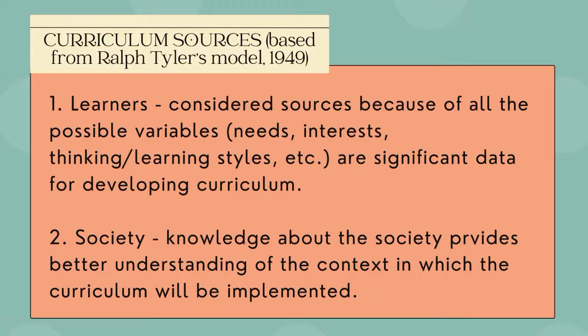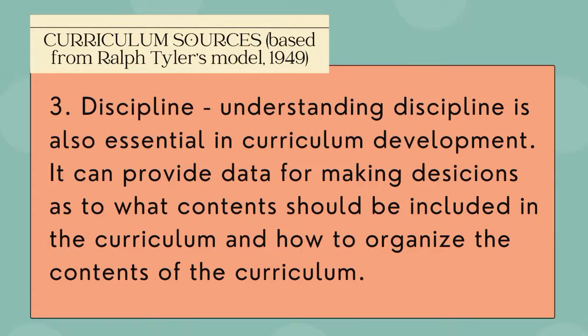The second curriculum source is the society. Knowledge about the society provides a better understanding of the context in which the curriculum will be implemented. The society is considered a curriculum source because it has knowledge that can be applied in curriculum development. The third and final curriculum source is discipline. Understanding discipline is also essential in curriculum development. It can provide data for making decisions as to what contents should be included in the curriculum and how to organize the contents of the curriculum.